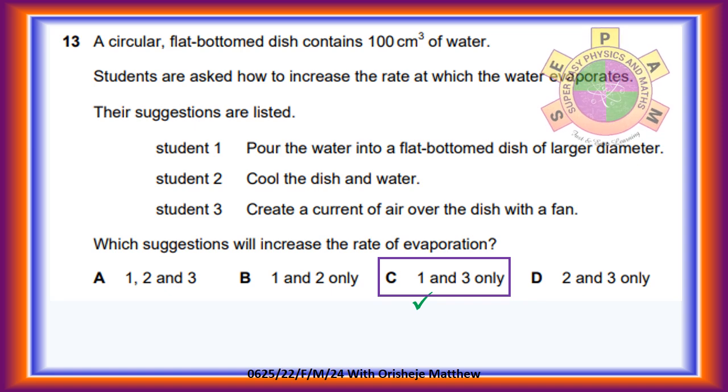This increases the surface area of the water exposed to the air, allowing for more water molecules to escape into the vapor phase. Student 3, create a current of air over the dish with a fan. This increases the movement of air molecules around the water surface. As water molecules evaporate, they accumulate in the air near the surface. Moving air removes these water vapor molecules, allowing for more to evaporate from the liquid water. Therefore, option C, 1 and 3 only, is the correct answer.